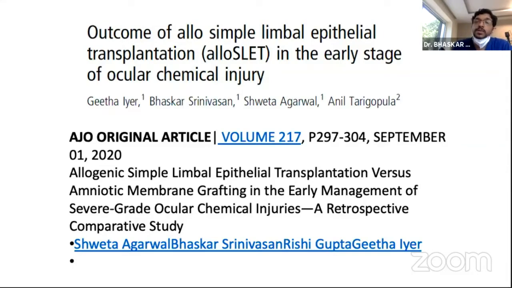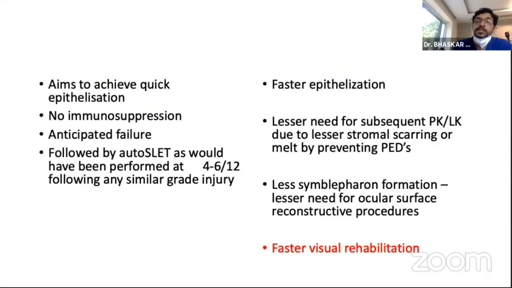We then subsequently looked at comparing our previous results of using amniotic alone for these grades of injuries versus when we started using Alloslet. And we found that there's a faster epithelialization of the ocular surface when you're doing an Alloslet. There's a lesser need for subsequent surgeries, a lesser need for subsequent LKs or PKs in this group. There's also a lesser formation of symblepharon in these groups. And that ultimately results in a faster visual rehabilitation, which is important, especially in pediatric patients.